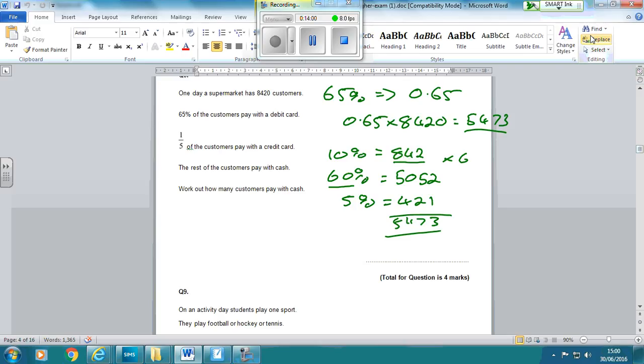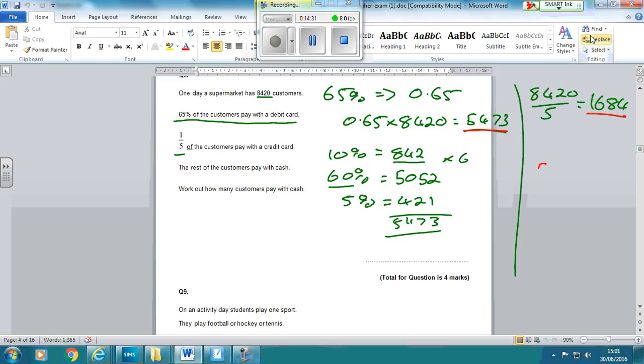And then we've got a fifth of the customers which pay by credit card. So 65% of these people pay by debit card, a fifth of them pay by credit card. So to find a fifth of something, we just divide it by 5. So 8,420 divided by 5 is 1,684. So we've got this many people pay by credit card, this many people pay by debit card, and the rest pay by cash.